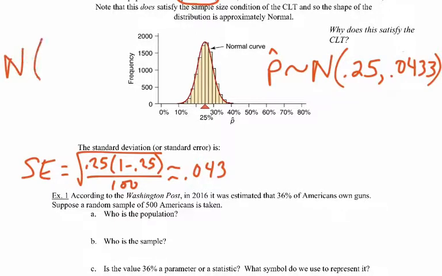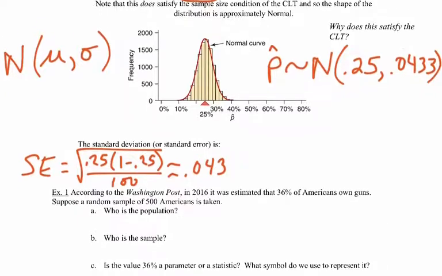Remember the notation from chapter 6 for a normal distribution. We had N and then we had mu, comma, sigma. Remember that? The first number was the mean, the second number was the standard deviation. Same notation here. So we're saying that the sampling distribution would be distributed normally with a mean of 25% and a standard error or standard deviation of 0.0433. So how are we going to use that to estimate some probabilities?